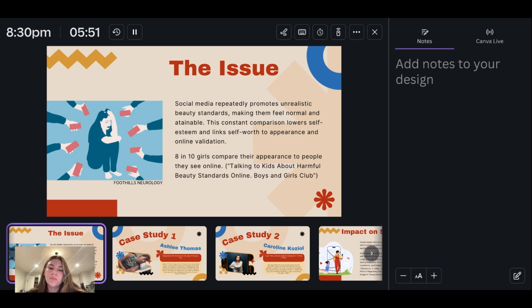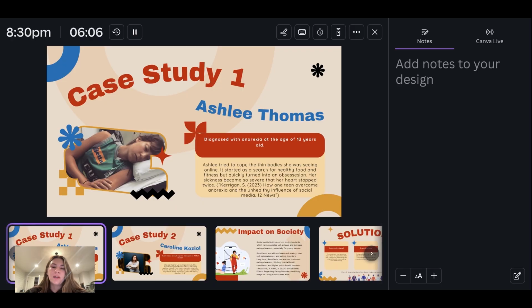Young people may start to believe that they aren't good enough, which can lead to lower self esteem and confidence. This issue directly affects mental health. When people tie their self worth to likes, comments, or unrealistic beauty standards, it can increase their anxiety and beauty dissatisfaction. The first case study I chose is the story of Ashley Thomas.